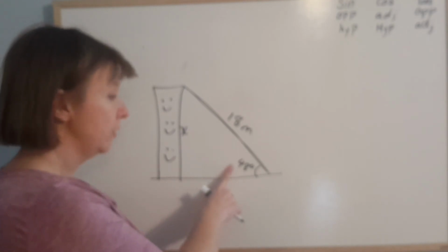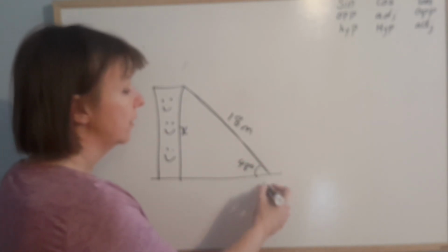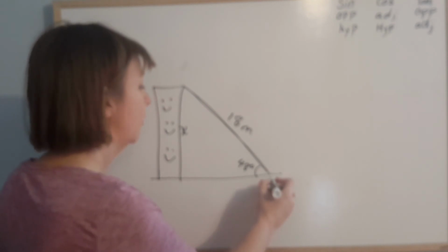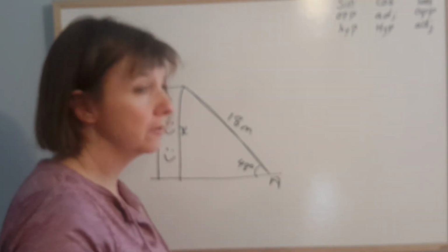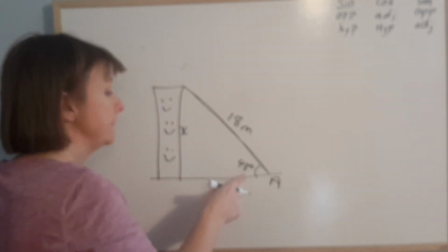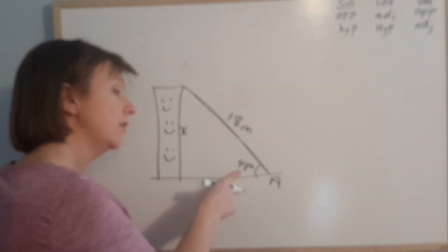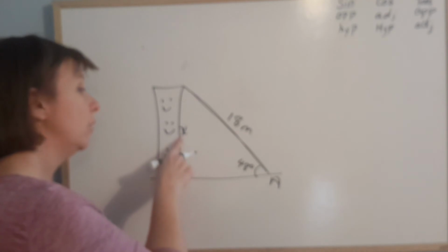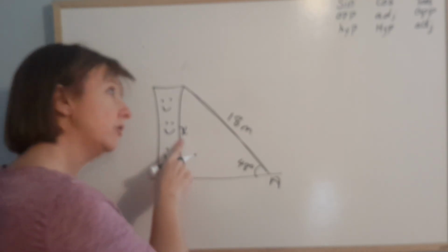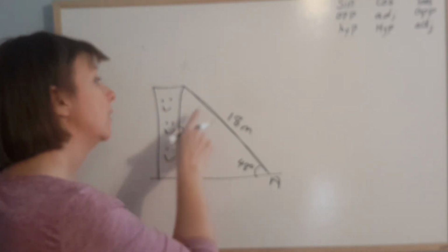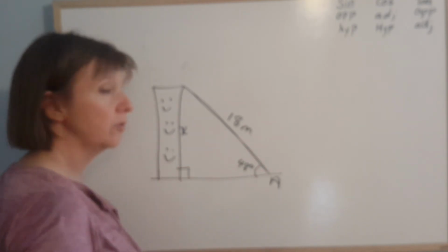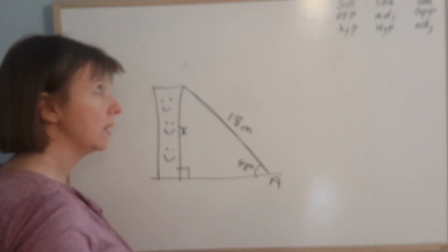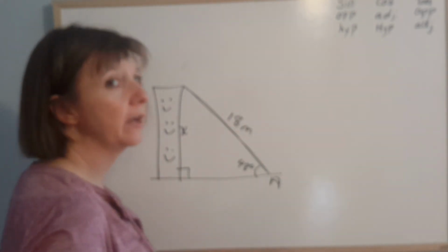So if this is my reference angle, and let's give it a label. Let's call it A. Doesn't really matter. If we say that this is 48, we want to know this side, which is opposite. This side is the hypotenuse because my right angle is right here. So opposite and hypotenuse mean I'm using sine.